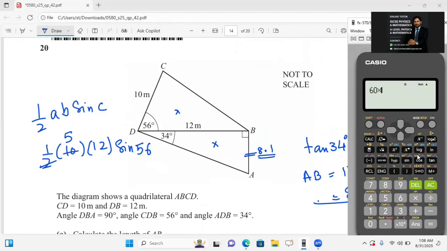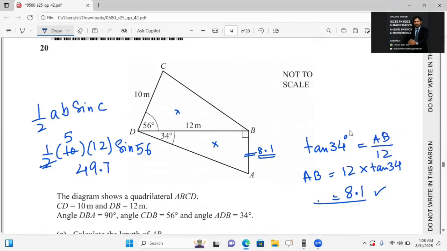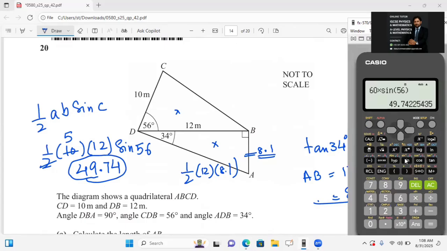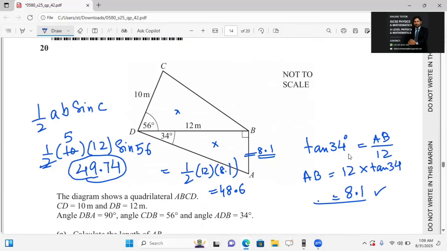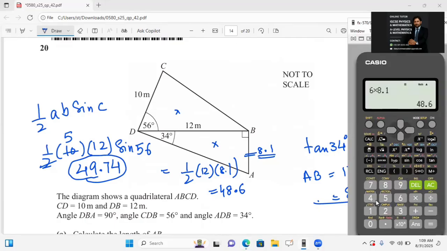That is 60 multiplied by sine 56, which equals 49.74. This should be added to 1 by 2 into 12 into 8.1, which means 6 multiplied by 8.1, equals 48.6. 48.6 should be added to 49.74, which equals 98.34.